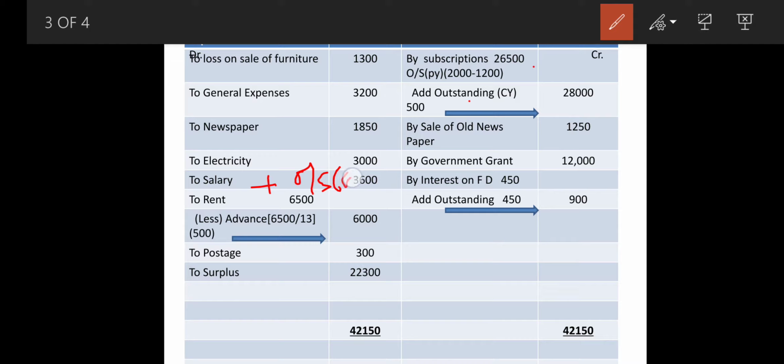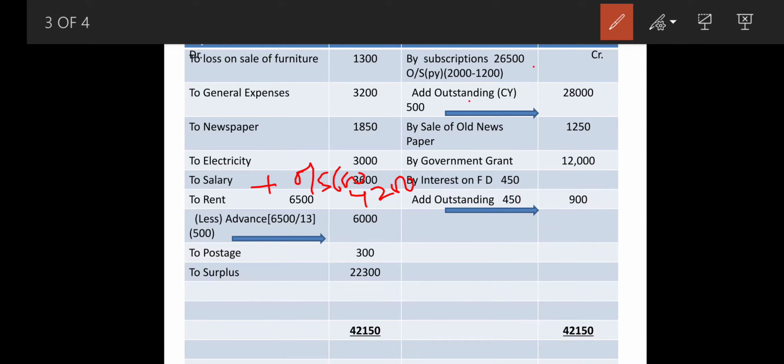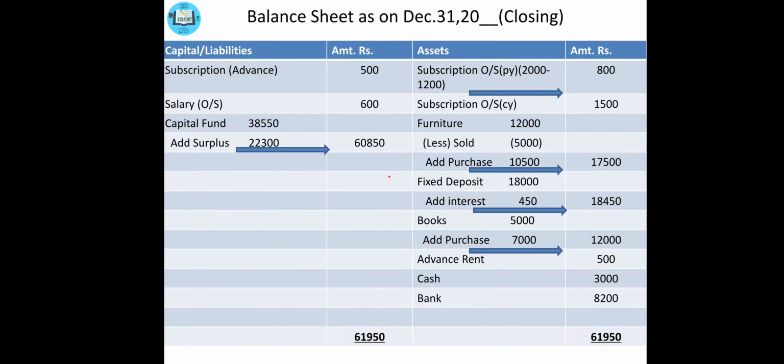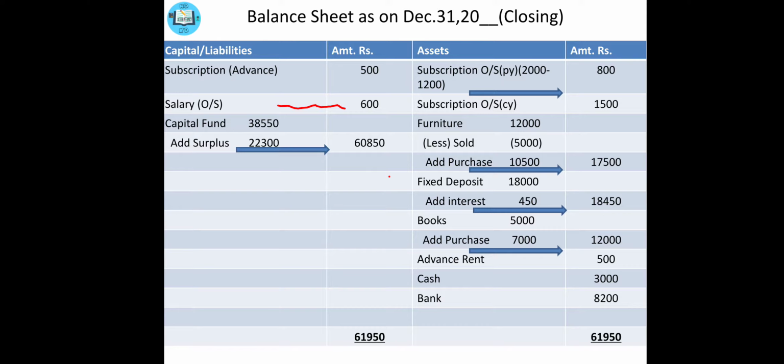Now another effect. Come to your closing balance sheet. So over there you have to write down salary outstanding 600 rupees, liability side. Clear? Written? Fine.